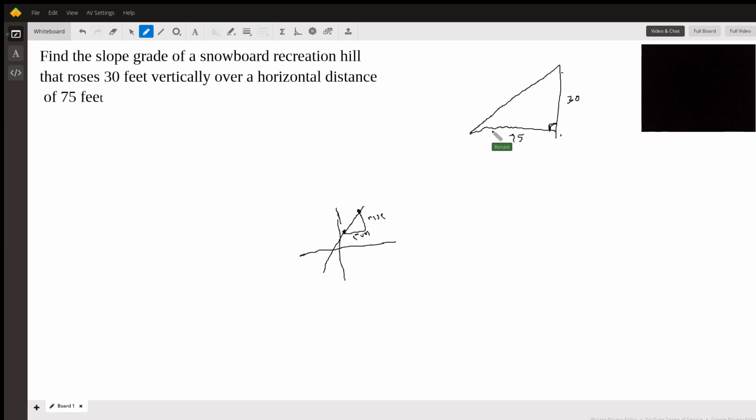So now I think you could see that the tangent, if we go back to SOHCAHTOA, this angle here, we'll call that x. The slope, the tangent of x is opposite over adjacent. So opposite is 30. The adjacent is 75. Sorry, that's a hard one to read. So let me fix that.